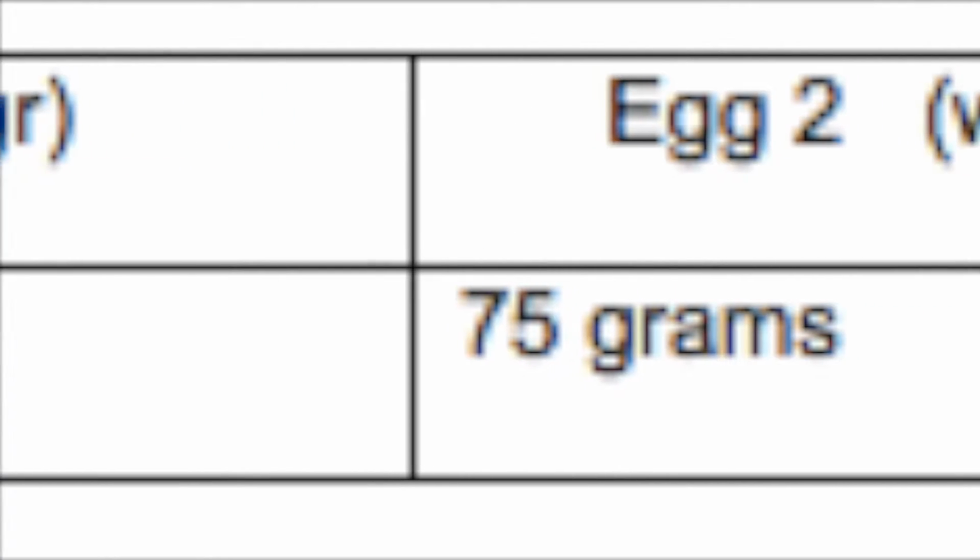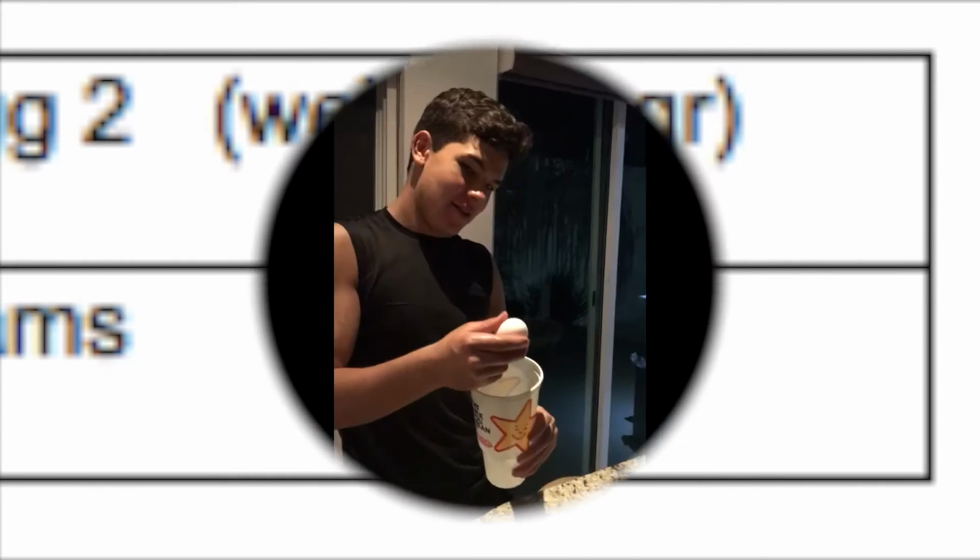Egg number 1, which was the one that was going to be added in the water, weighed 100 grams originally, and egg number 2, which was going to be added in the corn syrup, weighed 75 grams.